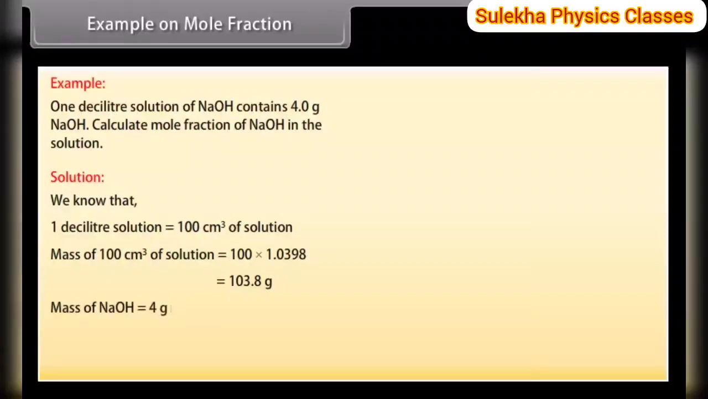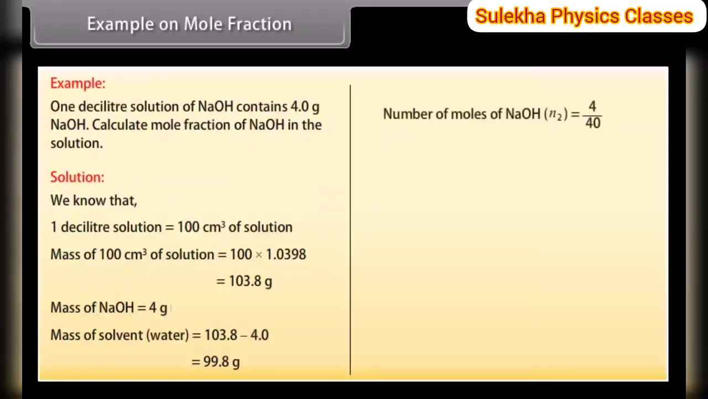Mass of NaOH is equal to 4 gram. Mass of solvent, which is water, is equal to 103.8 minus 4, which is equal to 99.8 grams. Number of moles of NaOH, N2, is equal to 4 upon 40, which is 0.10. Number of moles of water N1 is equal to 99.8 divided by 18, which is equal to 5.54.